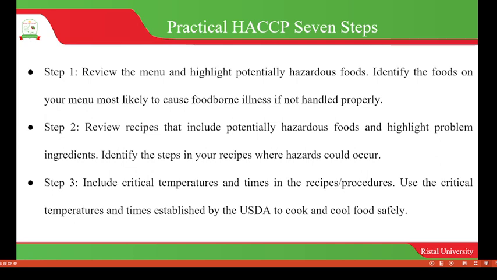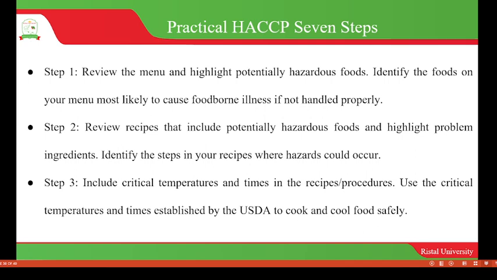So, in the first step, in a practical setting, we can review the menu and highlight potentially hazardous foods. This is because you have a list of menu items, including all the ingredients. So you have to identify the foods on your menu most likely to cause foodborne diseases if not handled properly. Then after identifying those foods, you have to go back and review the recipes that include the potentially hazardous foods which you have identified here.